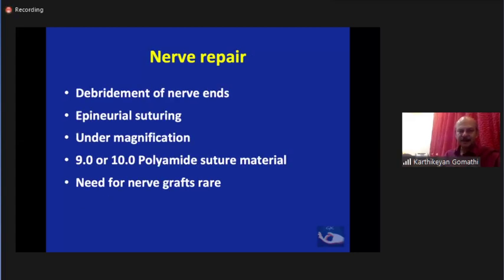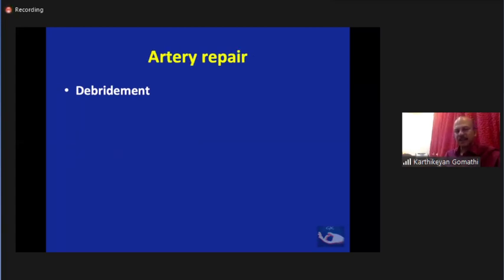Once you have done the tendon repair, we need to do the nerve repair. We, as beginners, would want to jump into doing the vascular anastomosis. But remember, if it is at the level of the hand or at the level of the digit, there is no problem about ischemia time. I told you it can withstand ischemia for quite some time. But without a good nerve repair, without good sensation, function will not be achieved. So debridement of the nerve ends is very important, epineural suturing, and it must be done under magnification with 9-0 or 10-0 polyamide suture, and usually the need for nerve grafts is rare.